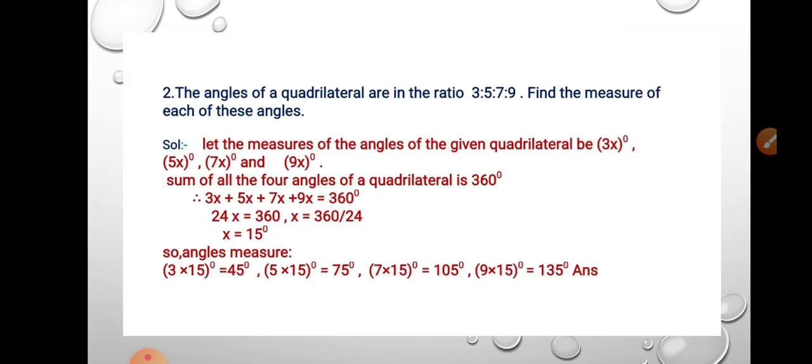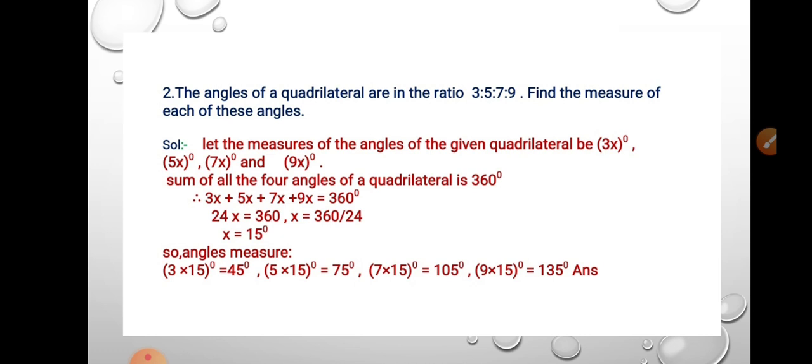Next, the second one: the angles of a quadrilateral are in the ratio 3:5:7:9. Find the measure of each of these angles. So let the measures of the angles of the given quadrilateral be 3x degrees, 5x degrees, 7x degrees and 9x degrees. Now we again use the property of a quadrilateral, that the sum of all four angles is 360. Now add: 3x plus 5x plus 7x plus 9x is equal to 360 degrees.